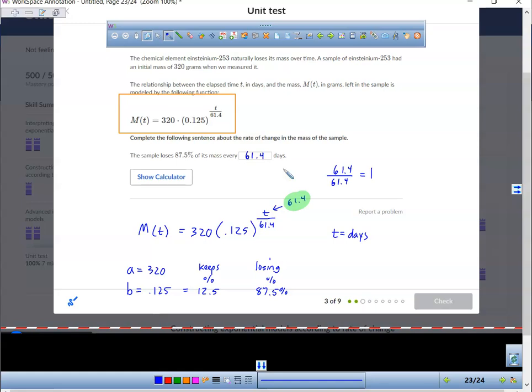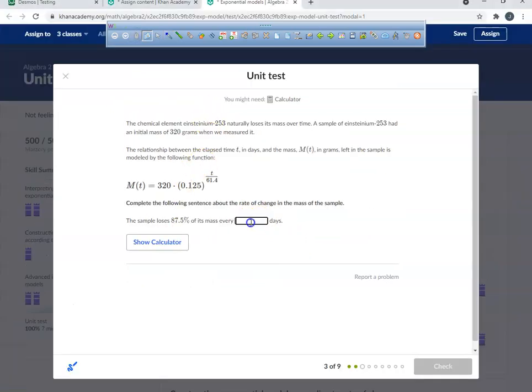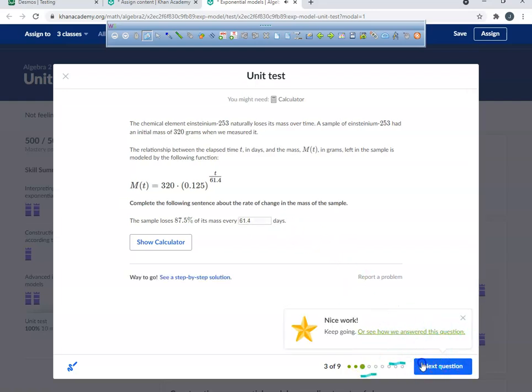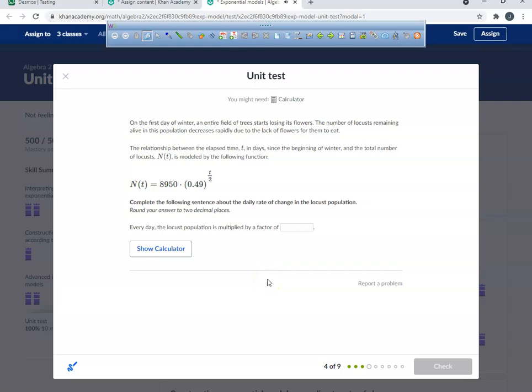Yeah. You just have to know what you're looking for. If you don't know what you're looking for, you'll never find it. So I'm trying to teach you guys how to interpret exponential models. And if you miss one, just look at the step-by-step solution.